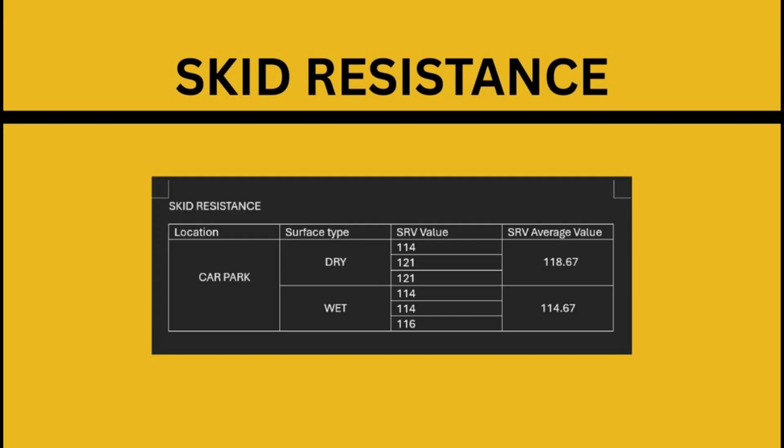Next, we assess the safety of a car park by measuring its skid resistance value, or SRV. This test helps us understand how well a vehicle can grip the road surface. Under dry conditions, the surface performed exceptionally well with an average SRV of 118.67. When we tested the same area under wet conditions, the resistance naturally dropped. But it maintained a strong average SRV of 114.67. These high values suggest the car park surface provides excellent traction.